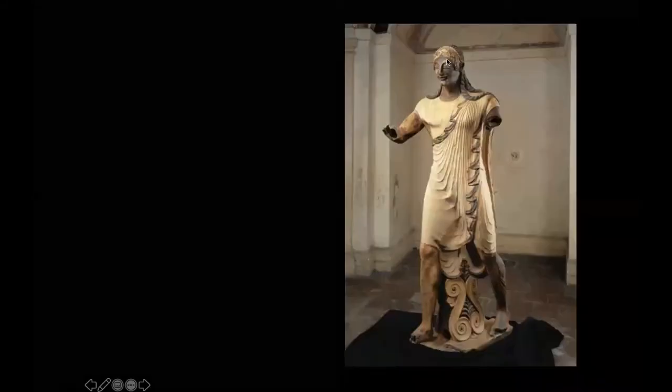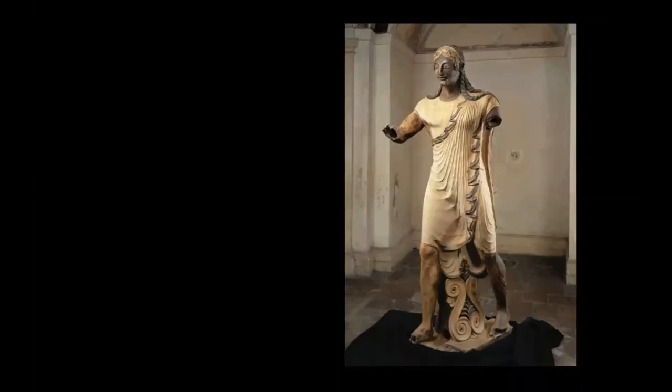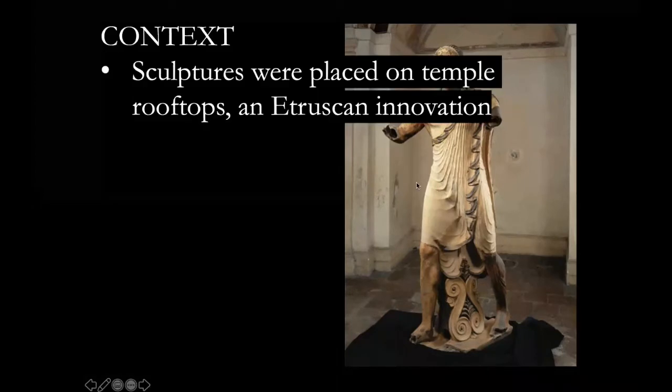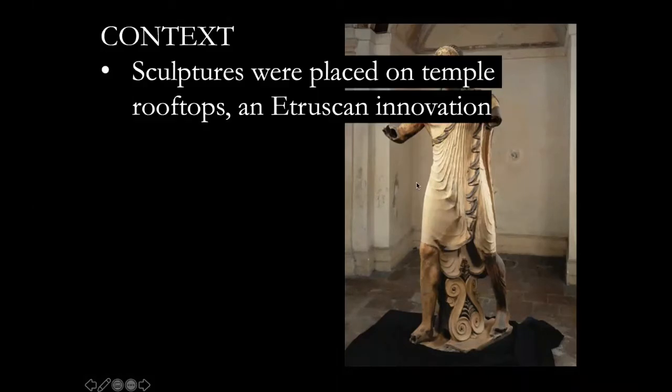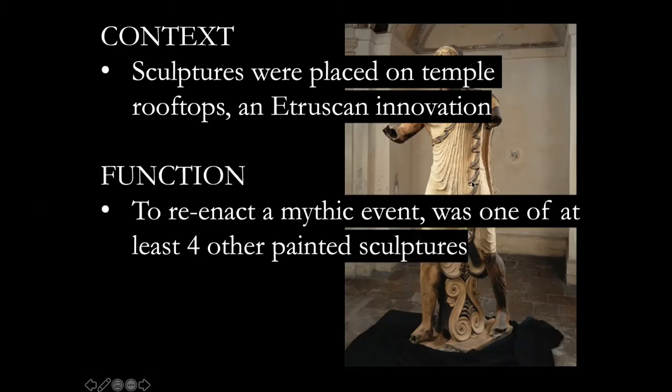All right, we're going to write down a few things about our sculpture, the Minerva. Sculpture of Apollo. Sorry, this is Apollo from the Temple of Minerva. All right, so we already know this. We don't need to write it again, but sculptures were placed on temple rooftops. This is an Etruscan innovation. They're really the only ones that did this. And I mean, it's just crazy because these are huge. This guy is 5'10". That's very large for a sculpture to be on the rooftop.